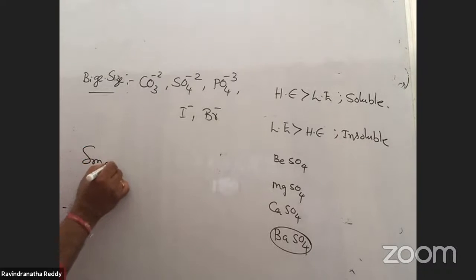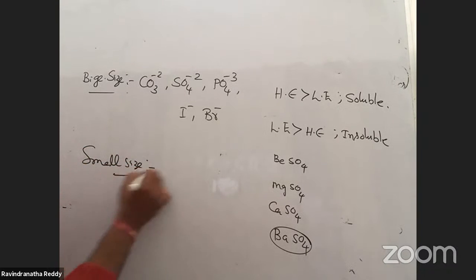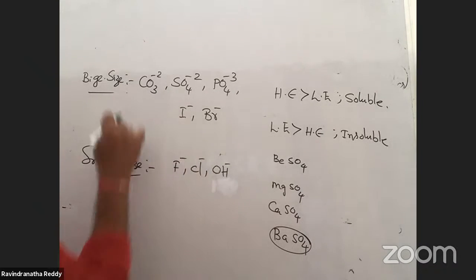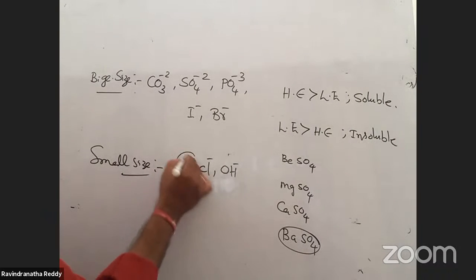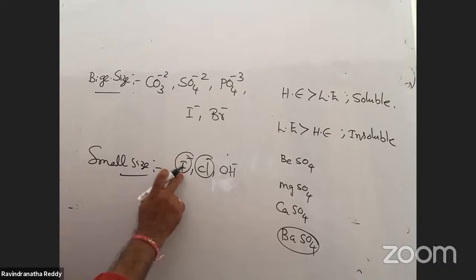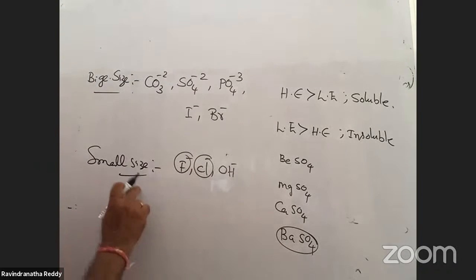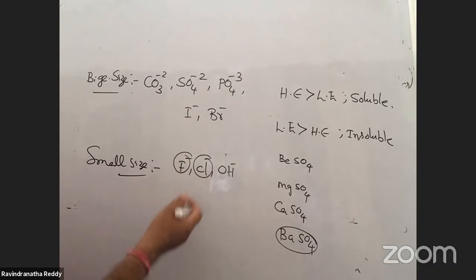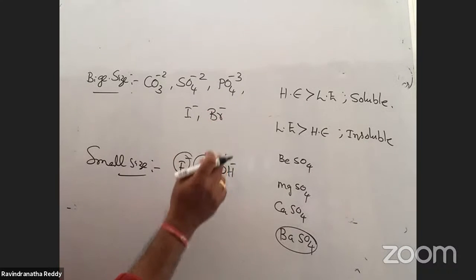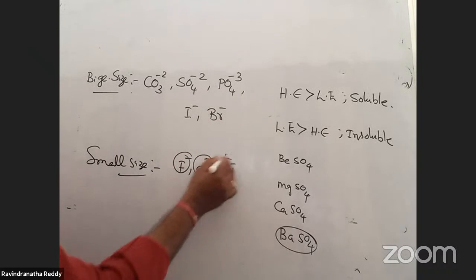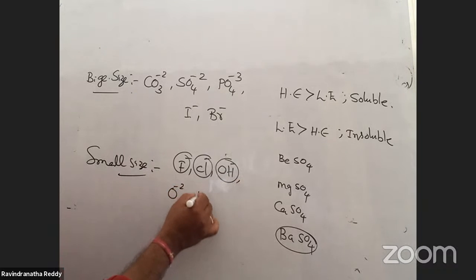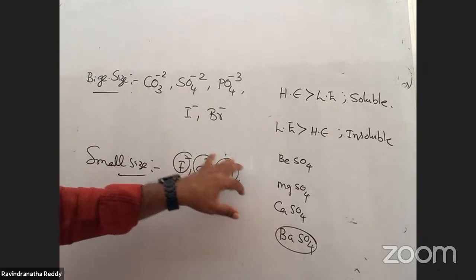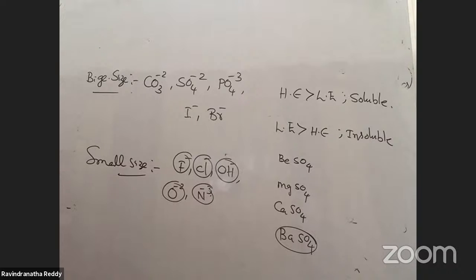Small size means, among halogens, chloride, and also hydroxide is small size regarding the solubility condition. Fluoride, you don't take here regarding thermal stability; in thermal stability all halides are small. In the solubility condition, chloride is small, while iodide and bromide are big. In the thermal stability condition, hydroxide is also big, but here hydroxide is in the small category. So hydroxide, then oxide, nitride, and the remaining are the same. So wherever small size anions are there.